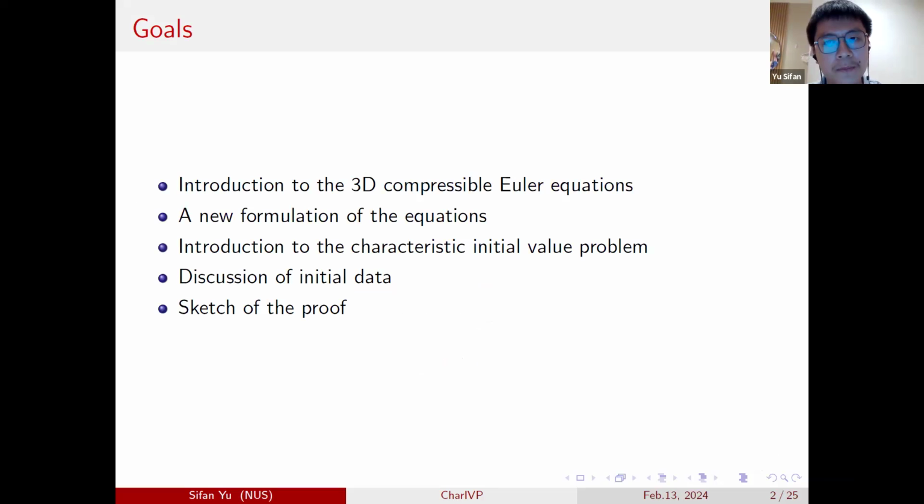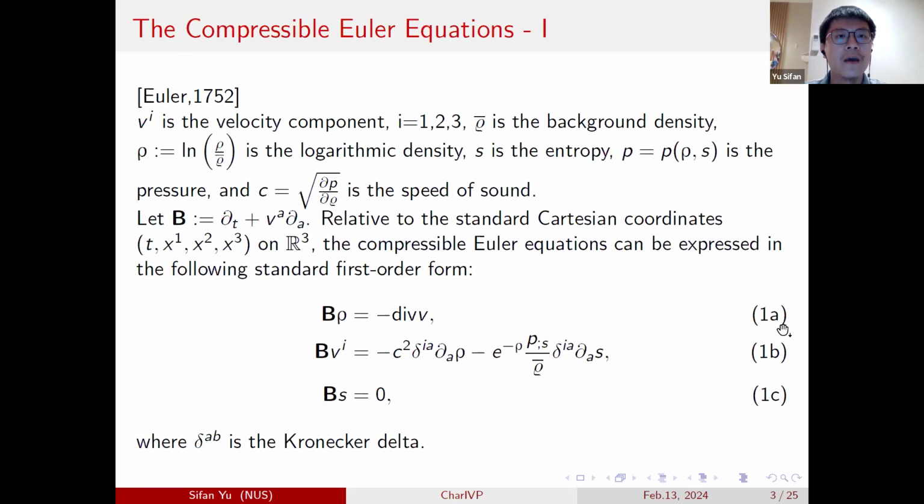Okay, so for the problem, I will mainly focus on two parts. The first part is how we construct the initial data. The second part is how we get our main result, basically the local well-posedness in a neighborhood of the initial hypersurface, and the continuation criterion and the regularity theory. Okay, so that's basically the plan. So let's dive into the compressible Euler equations right away.